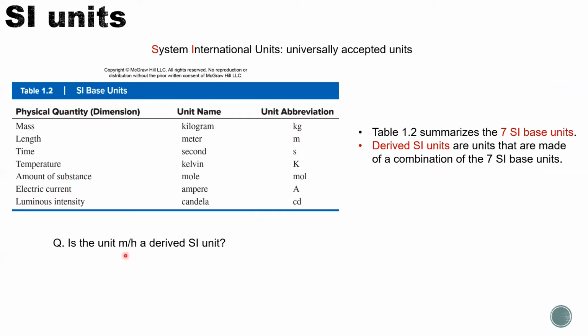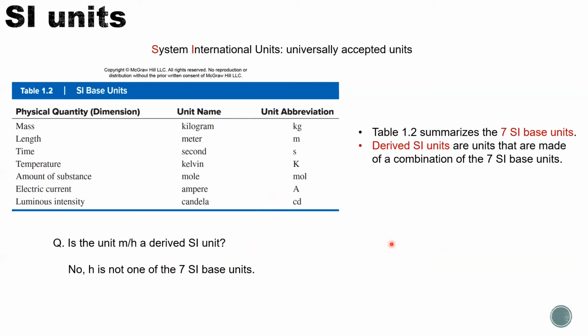You may think, okay, meter is one of the 7 SI base units and it has some kind of calculation within it. It looks like it's a derived unit. However, the hour is not one of the 7 SI base units. So meter per hour is not a derived SI unit. It's just a unit.